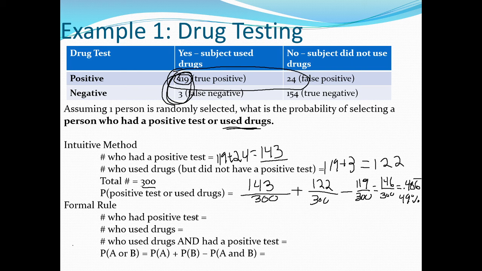Now the formal rule is the exact same thing. You go through the exact same process. Number of people who had a positive test, well, 143.